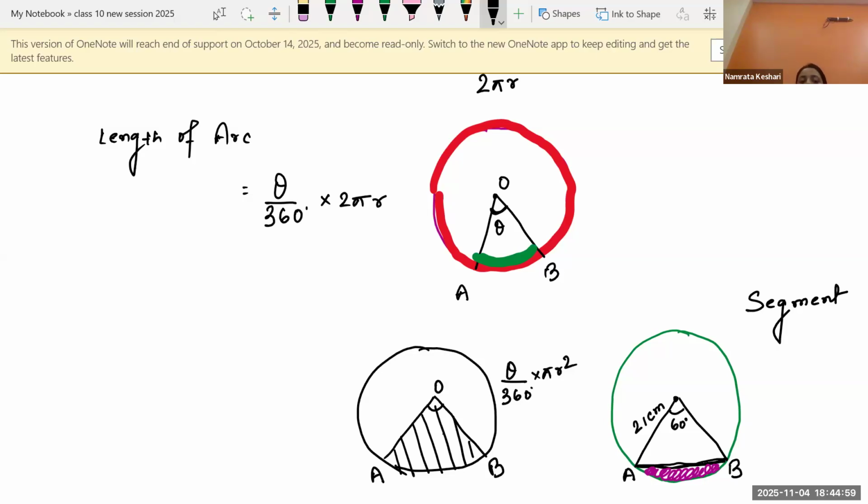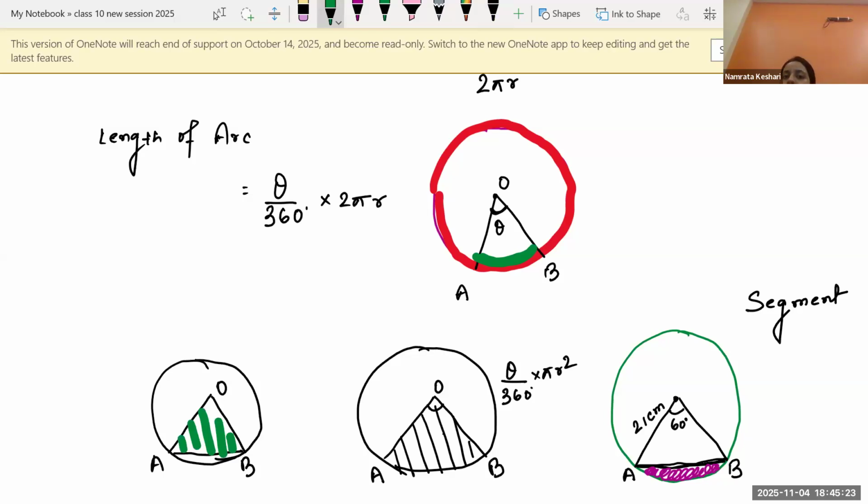From this complete area, you will be subtracting the triangle's area. The triangle which you can see over here, just this one. If you subtract this triangle's area, from this complete area, the sector's area, then you will end up getting the segment's area. Yes or no? Making sense? Yes, ma'am.